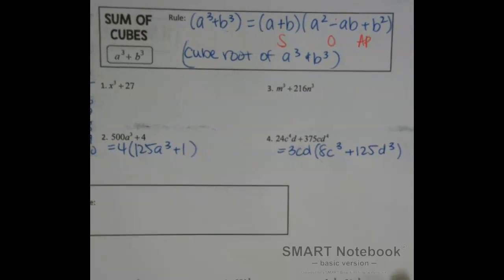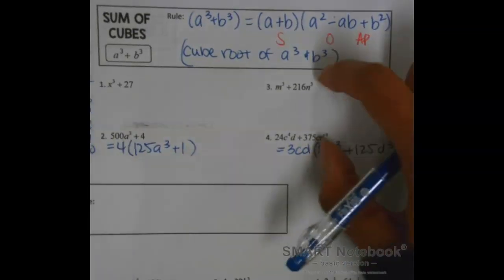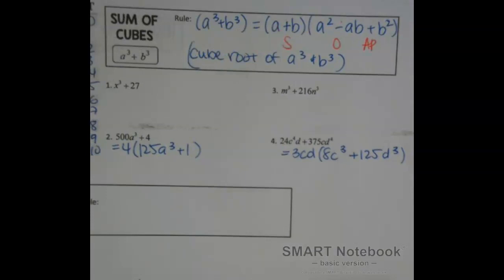All right, so this is what we should have gotten when we factored numbers 1 through 4. Like I said, I'm going to flip it over and I'm going to do questions 1 and 2 with you. So this one and this one, you guys are going to do 3 and 4. So let me flip it over to the back side of my page.